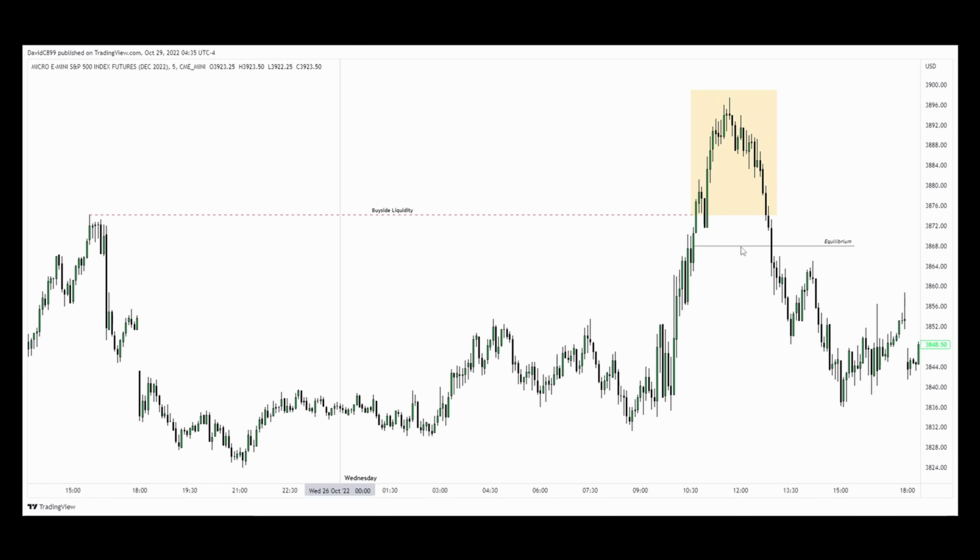The equilibrium price point or the middle of the range is being created from this low to this high. Notice that I'm using the bodies and not the wicks.